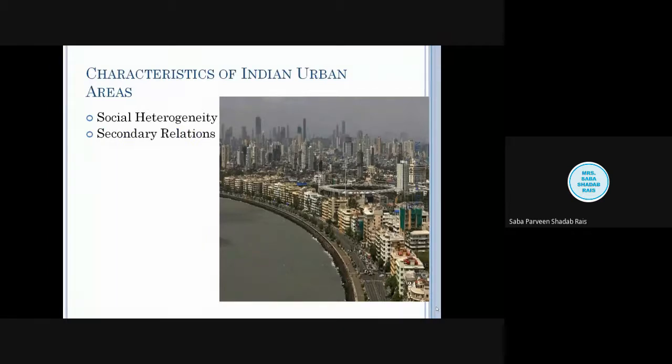Then, when we talk about secondary relations, urban area people are mostly indifferent towards one another. City people rarely take personal interest in each other. As I told you, in a village each and every individual is connected with each and every individual, right? So the whole village is just like one family. But here in Mumbai, you will hardly find anyone taking any relation beyond a superficial form of politeness. You will find manners commonly everywhere.